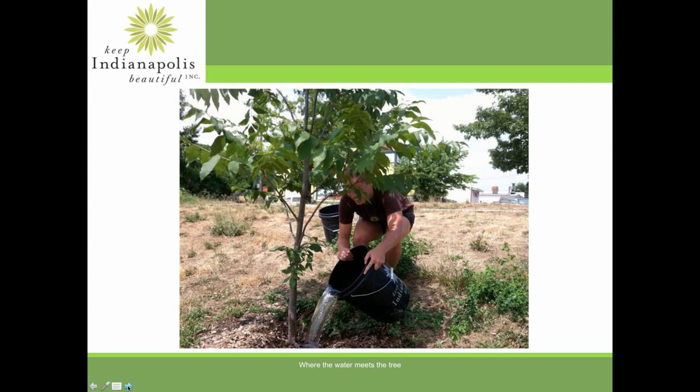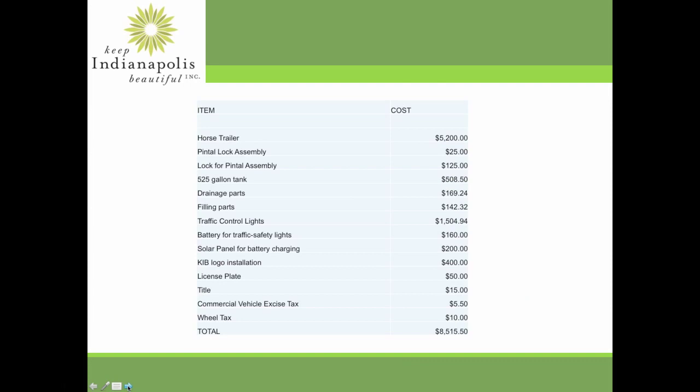I wanted to give you a sense of what this cost us. Buying a new horse trailer and the tank and all the drainage and filling parts, all the traffic control lights, all that stuff comes out to about $8,500.